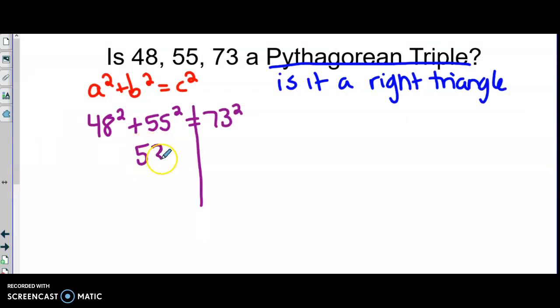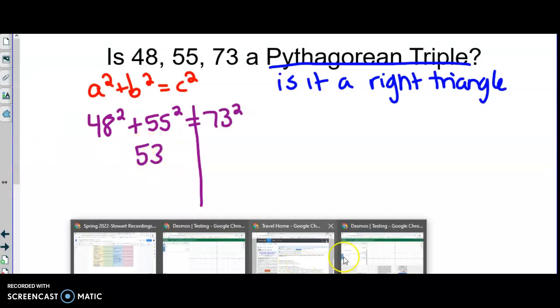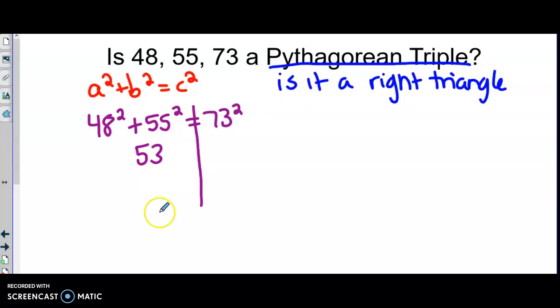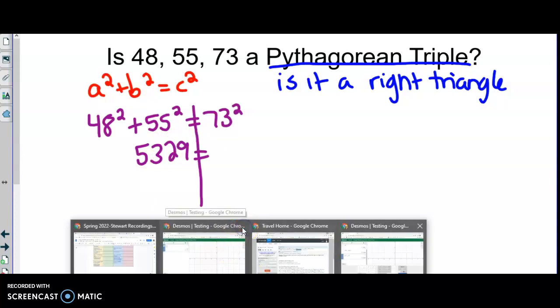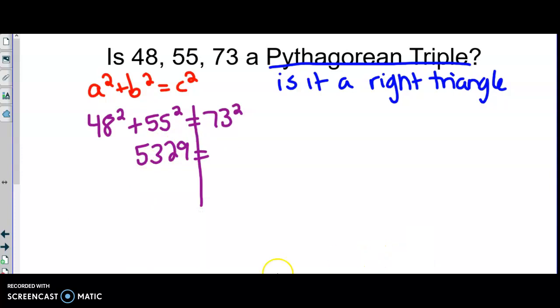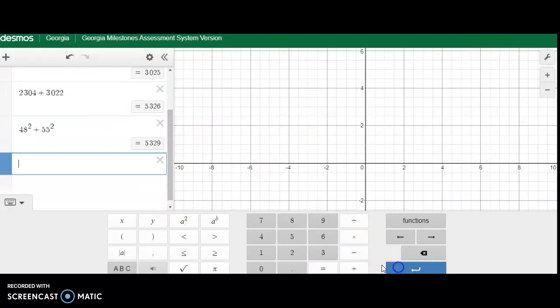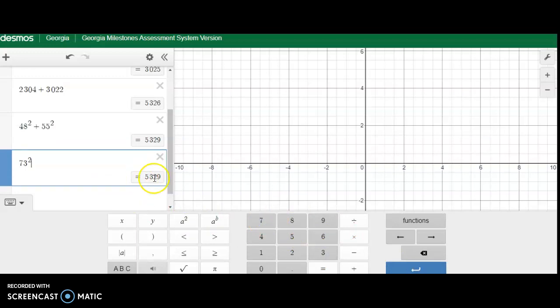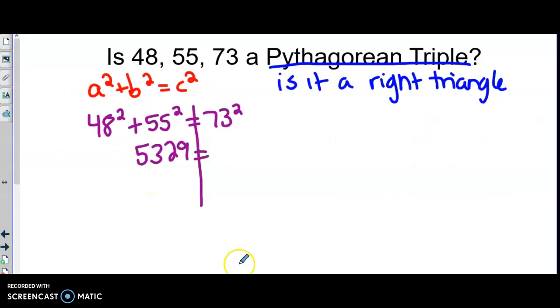So this side is 5,329. And then I'm going to see what 73 squared is. So I'm going to go over here and type in 73 squared. And it is also 5,329. Since both of these are equal, in other words, since the Pythagorean theorem worked, we can answer two things.